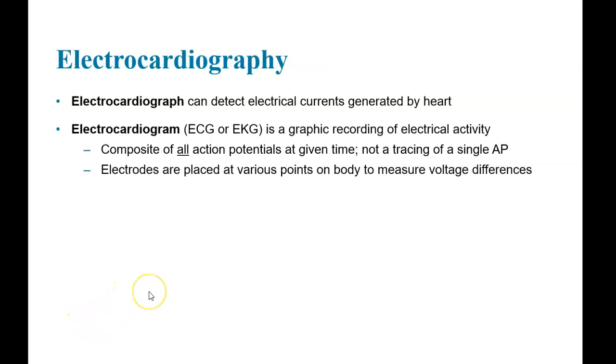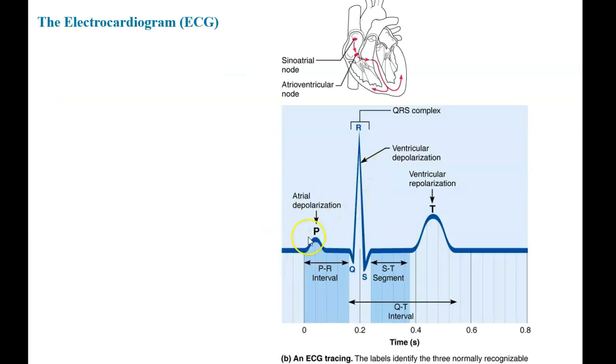The electrocardiograph can detect electrical currents that are generated by the heart. So there's an electrocardiogram, which is the ECG or EKG, and this is the graphic recording of electrical activity. So this is the activity you guys did in lab. But this is not an action potential. It's a composite of all action potentials at a given time. So here the electrodes are placed at various points on the body to measure the voltage differences. So that's why there's these spikes here, because that's detecting the voltage differences.